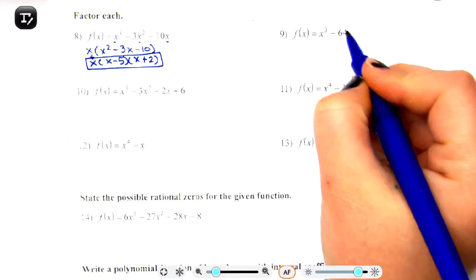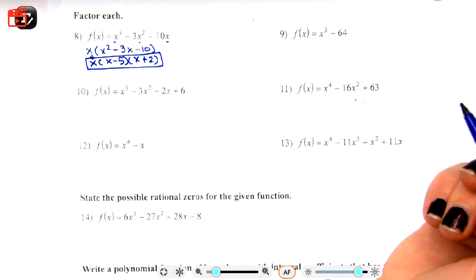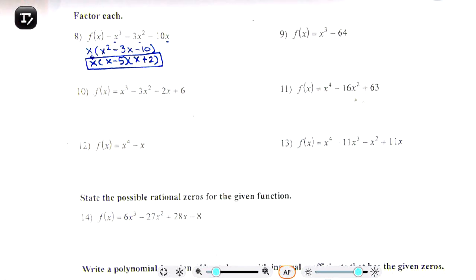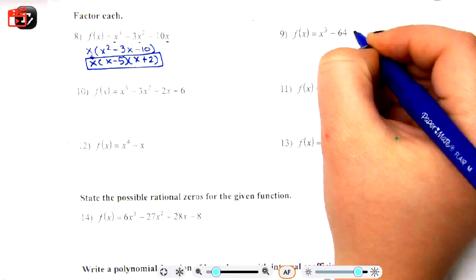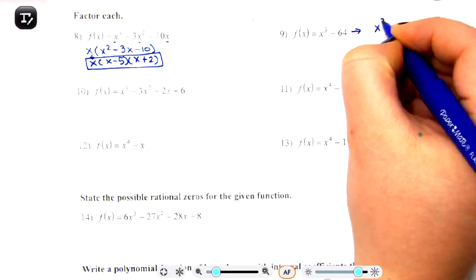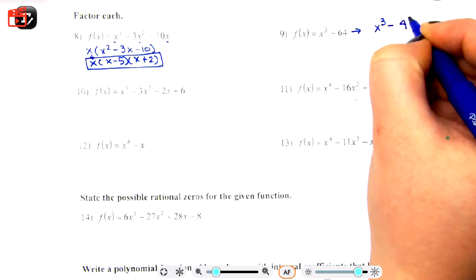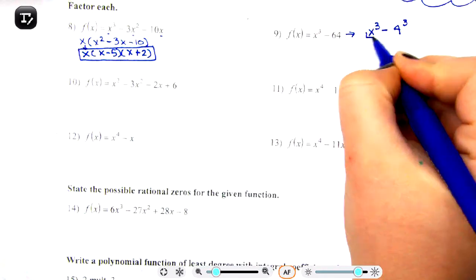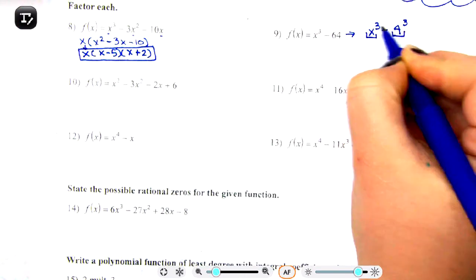Number 9, 64 is a number that you should throw glitter on. Remember those numbers. We have 1, 2, 4, 16 that you should throw glitter on. 9 is one of those numbers. 64 is one of those numbers. So make sure that you throw some glitter on that so you are aware that 64 can be rewritten as 4 cubed. Because you can rewrite it as 4 cubed, you have the difference of 2 cubes.